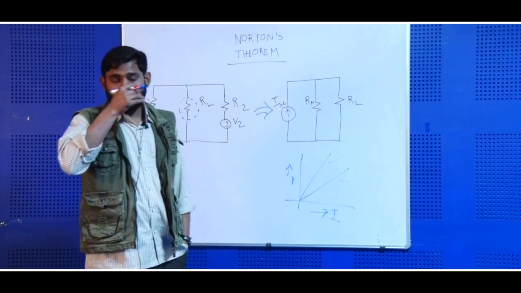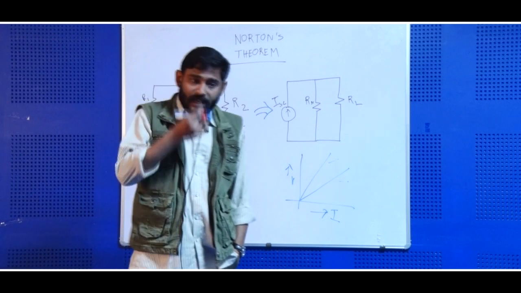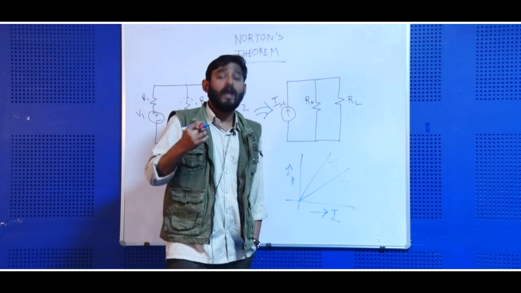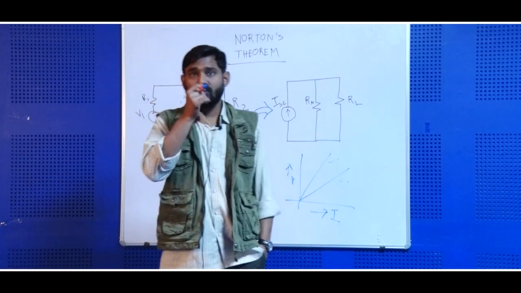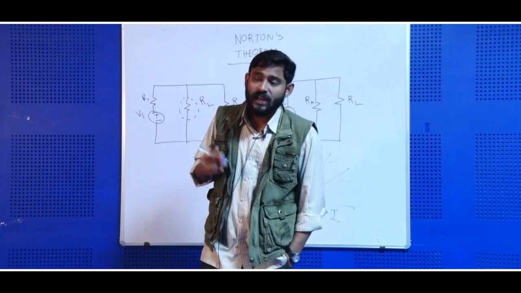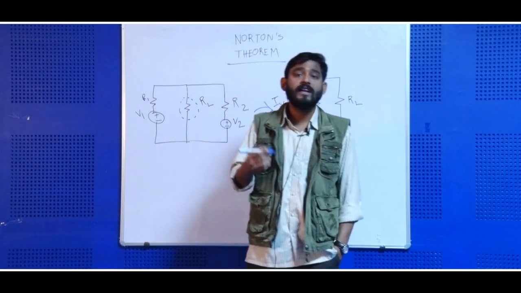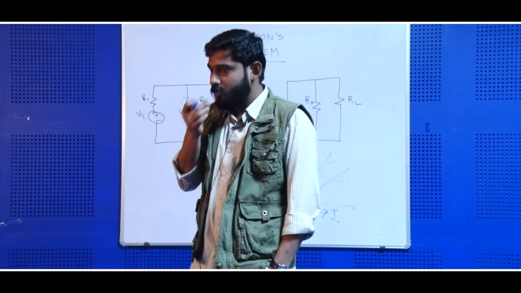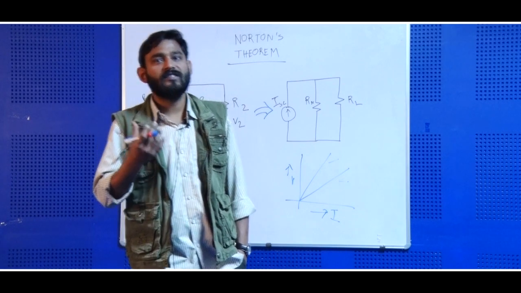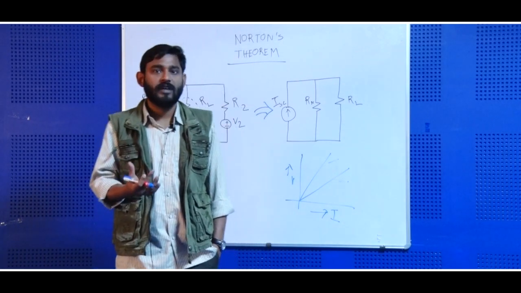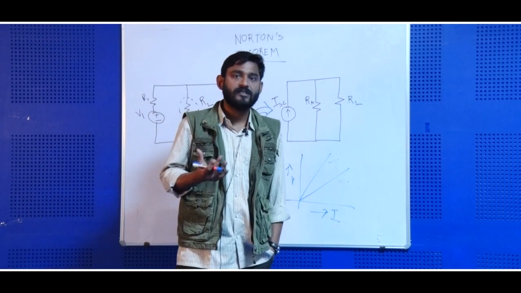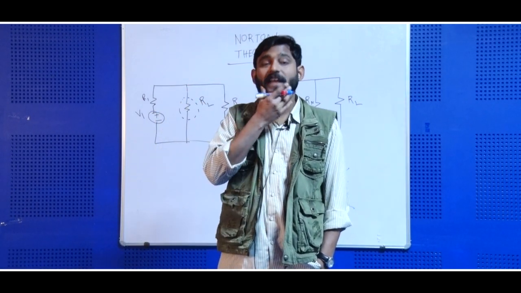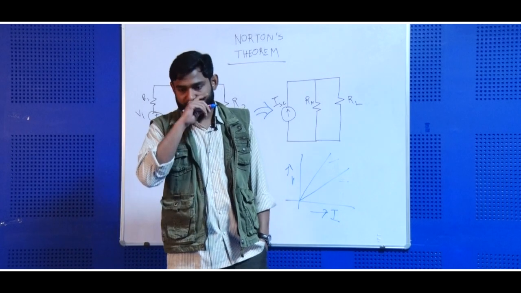Next comes the active element. Any element which does not need an external power supply is called an active element. That means it has its own independent power supply. For example, any generator, any cell, any source of energy, anything that basically creates energy is an active element. And last, the bilateral element. So, what is a bilateral element?